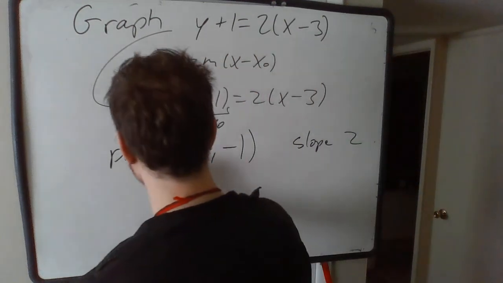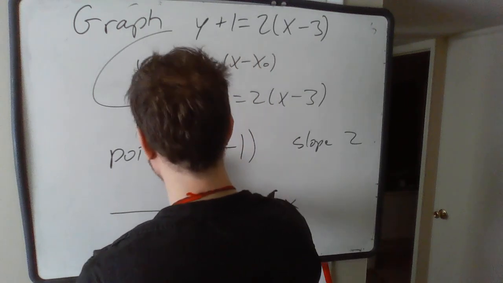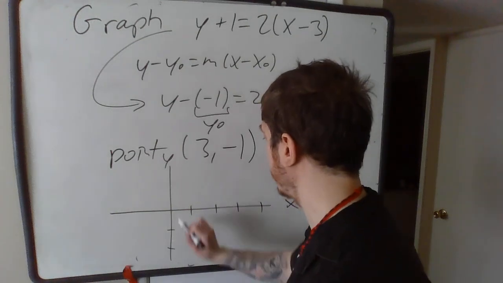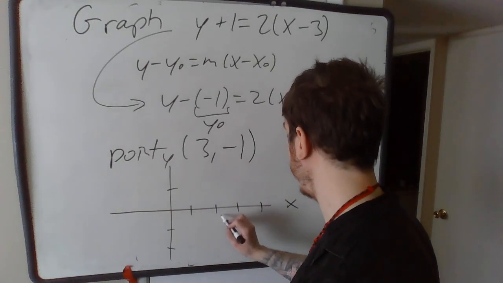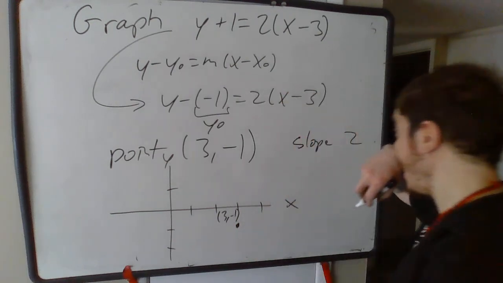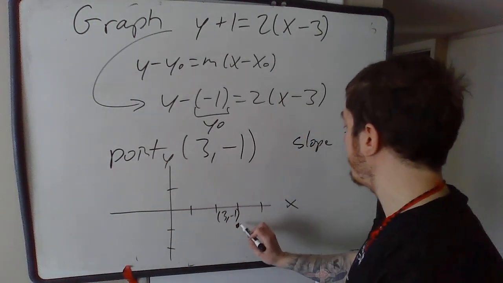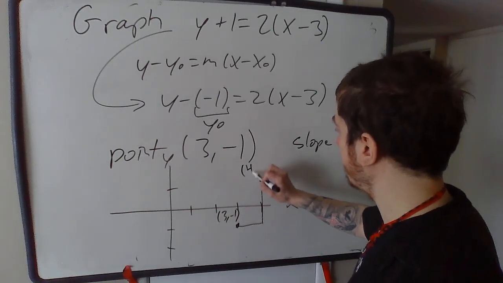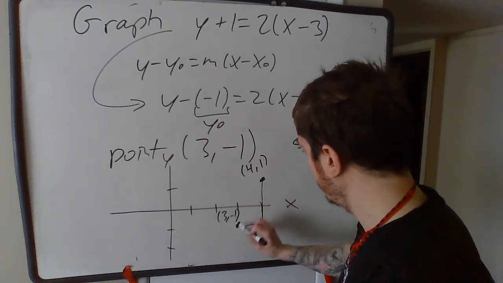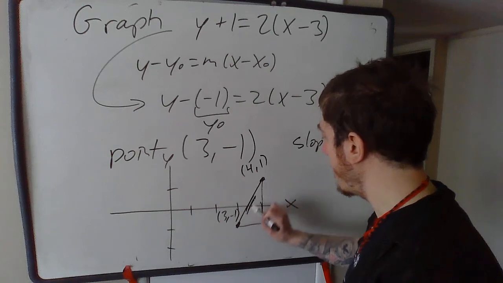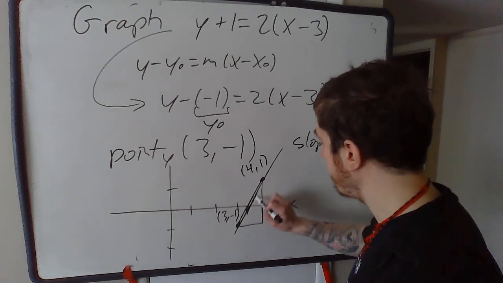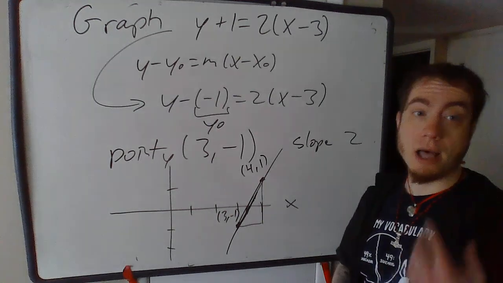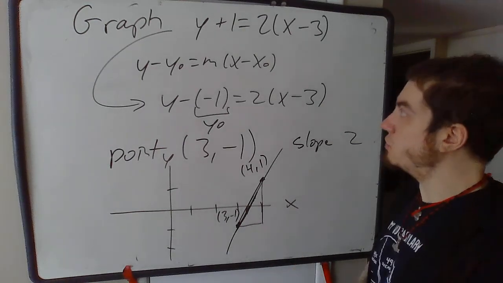So when I make my graph, I know that I'm going to go through the point 3, minus 1. And I also know that the slope is 2, which means that if I go over by 1, I should go up by 2. And that brings me to the point 4 comma 1. And now I just have to join up those points, which I've managed to do in an incredibly messy fashion. But hopefully that gives you guys the idea. So if you are given a line in point slope form, this is one way that you can graph it.